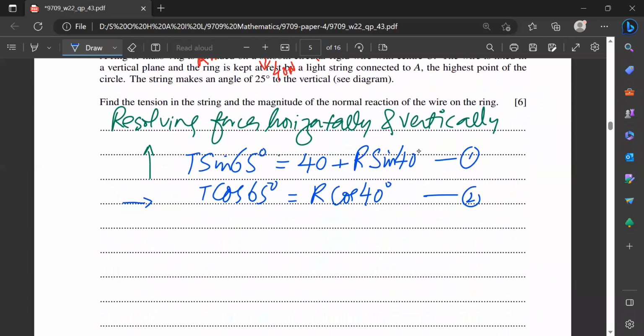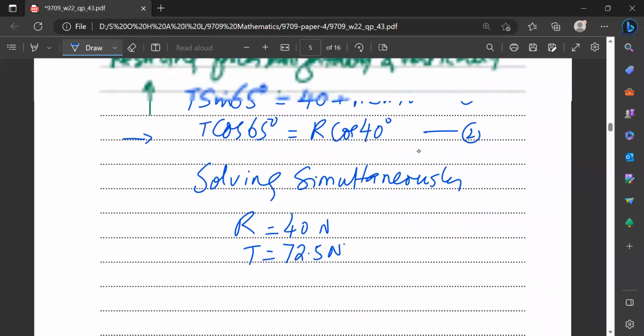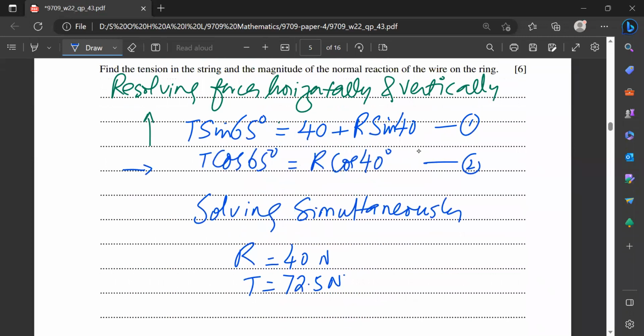So solving them simultaneously, you can find the value of R and the value of T. Solving the equations simultaneously, you'll find the value of R is equal to 40 and the value of T is equal to 72.5. So these are the two answers, and the T I'm writing correct to three significant figures. This is one approach for solving this question. And yes, we have the answers. So you can make two equations and, solving them simultaneously, you can find the value of the unknowns R and T.